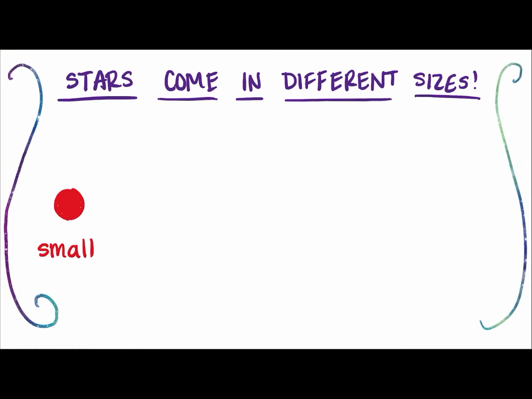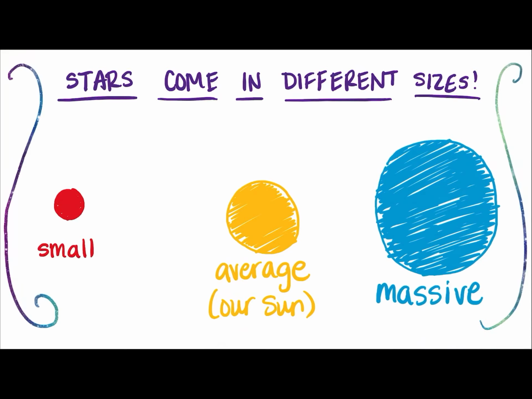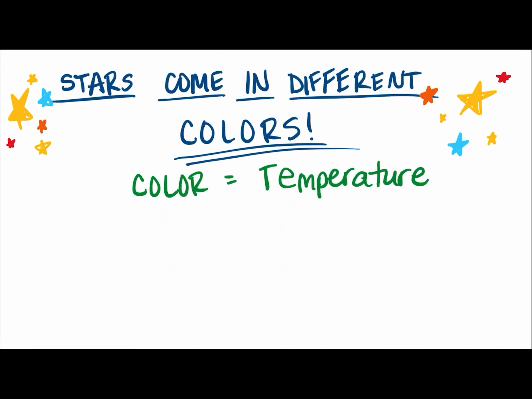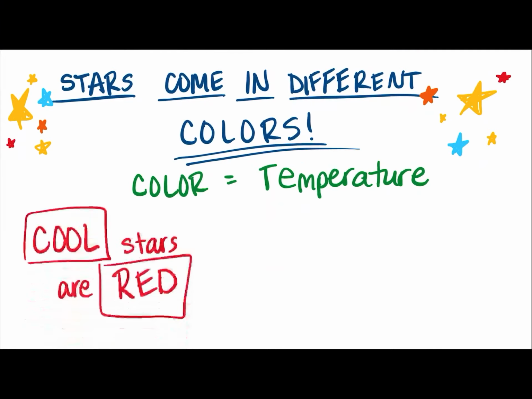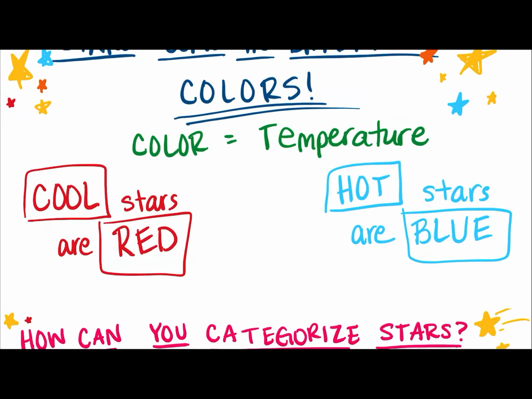Now, they come in different sizes. They can be small, average, like our sun, and massive. They come in different colors. Remember, for stars, color equals temperature. Cool stars are going to be red, and hot stars are blue. Think of the color of fire, that flames that are red and orange are going to be cooler compared to flames that are blue or white.